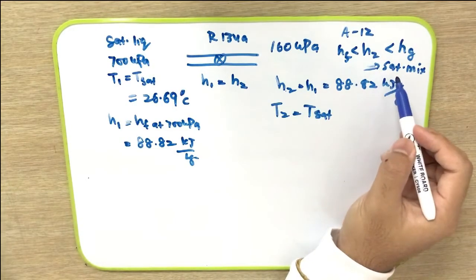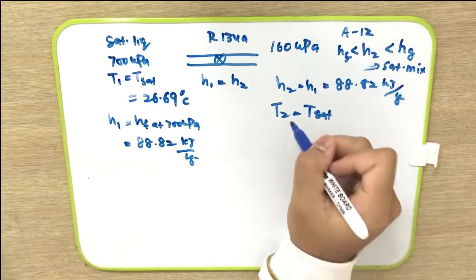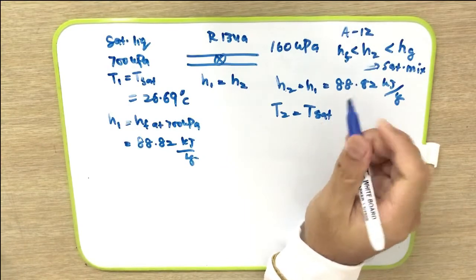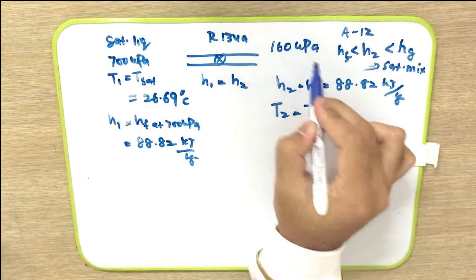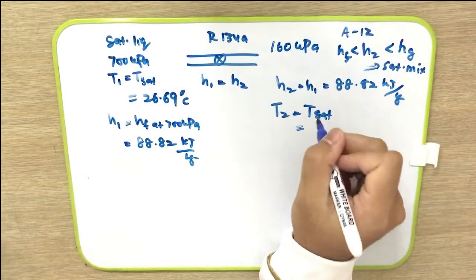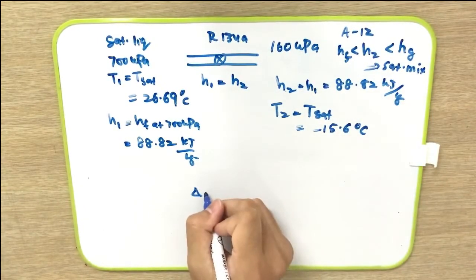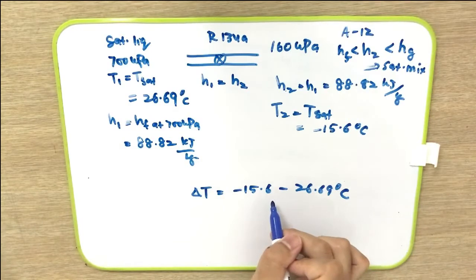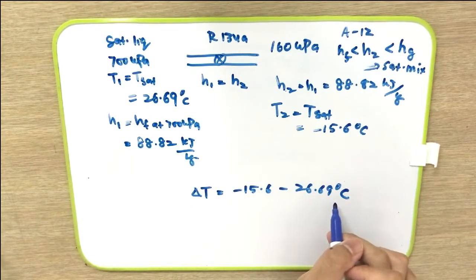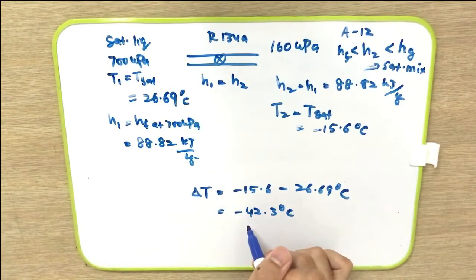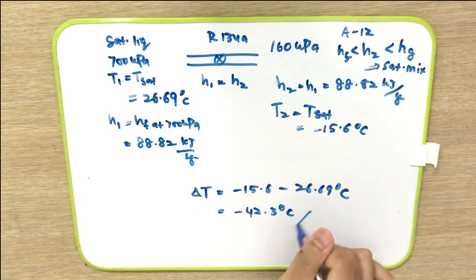So that means the phase for this state is saturated mixture. Now we know the phase for state 2, which is saturated mixture. So the T2 is equal to T saturated at 160 kilopascal. Then we will get negative 15.6 degrees C. So now we can find the temperature drop. Negative 15.6 minus 26.69 degrees C. We will get negative 42.3 degrees C.